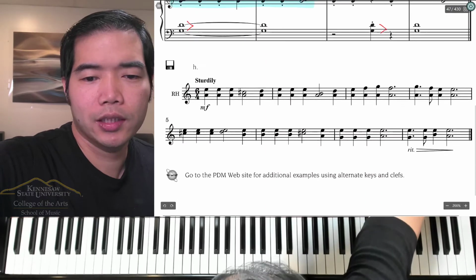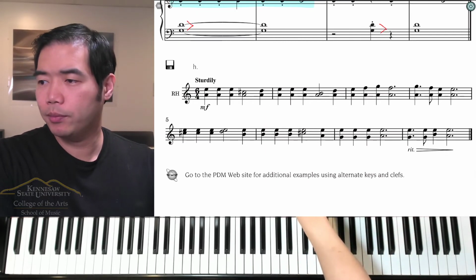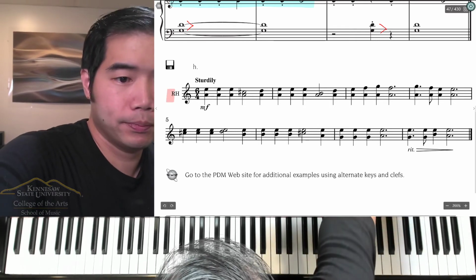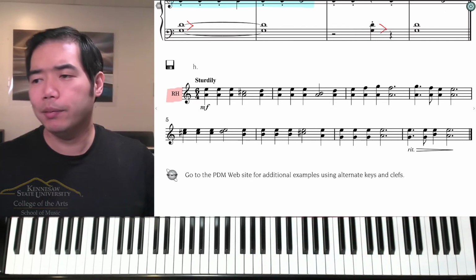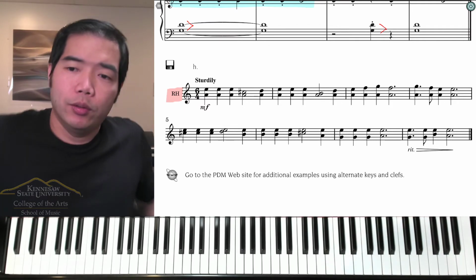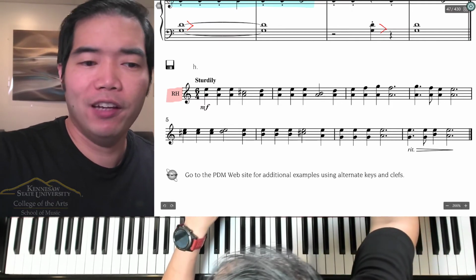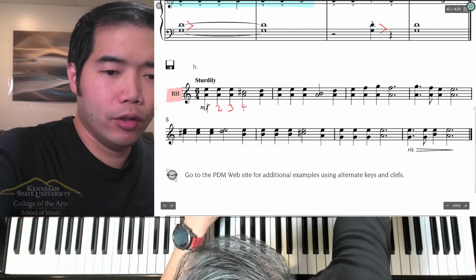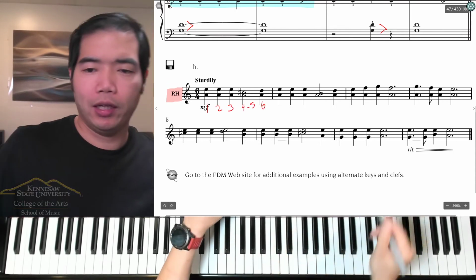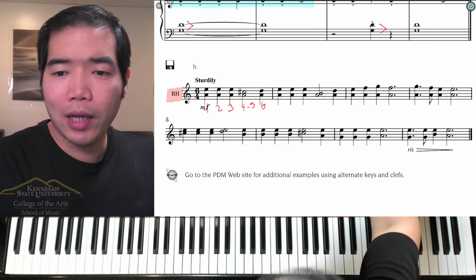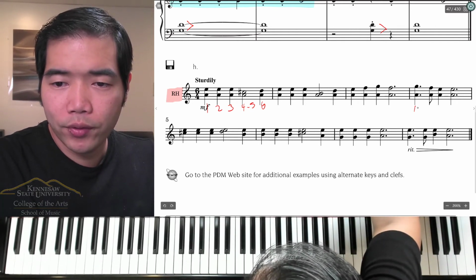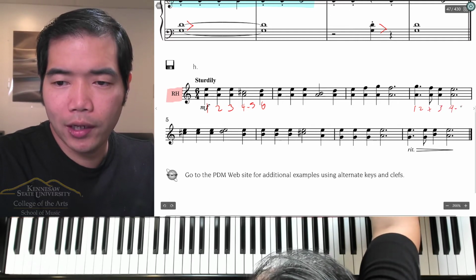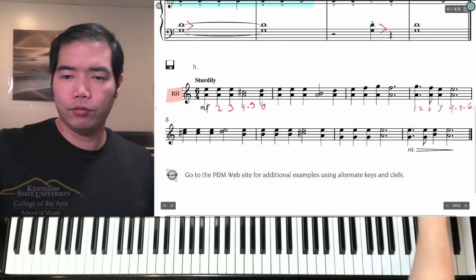And last but not least, we have example H on this page. It is written for the right hand. The time signature is 6/4 time, so this is a bit different. We have 6 beats in each measure. So we'll be counting 1, 2, 3, 4, 5, 6. And you do have some dotted rhythms. 1, 2, and 3, 4, 5, 6 to look out for.